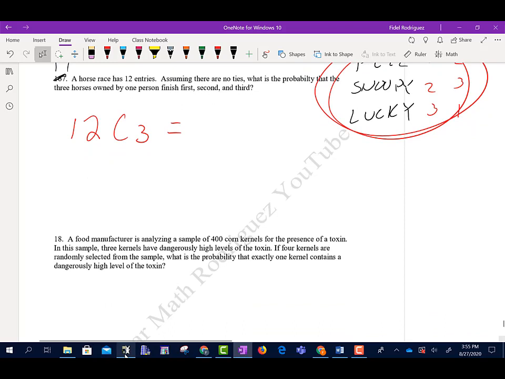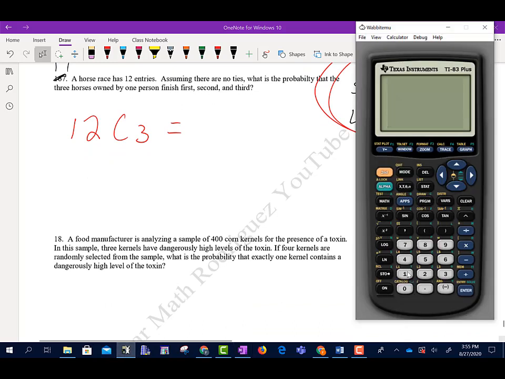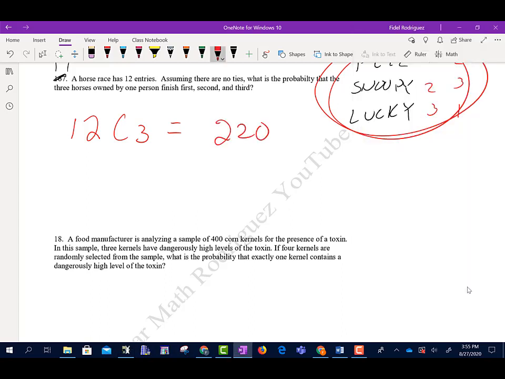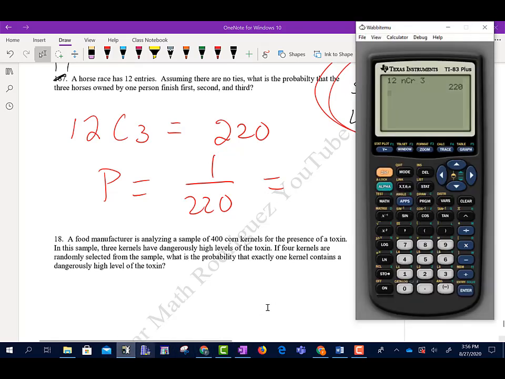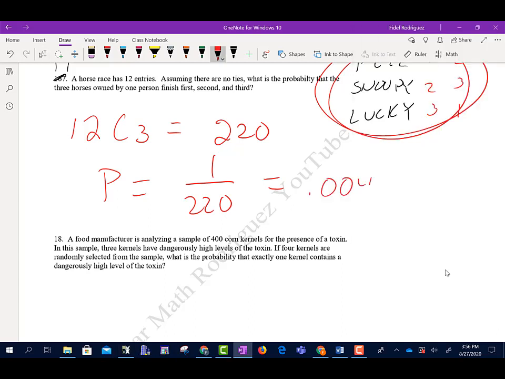So let me grab my calculator. Let's clear this out. Let's go 12, math, choose 3, 220, okay? And the probability will be 1 out of the 220, right? Because it'll be one way that can happen, because it doesn't matter the order of them. And so now if I just take my calculator again and go 1 divided by 220, it is 0.0045.